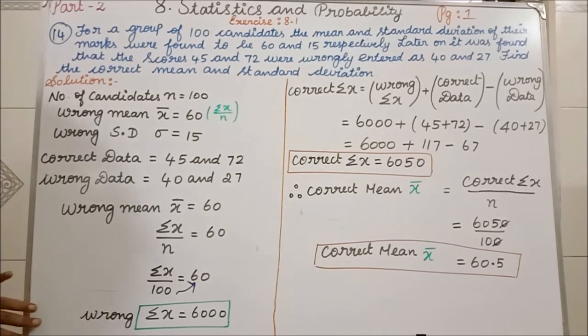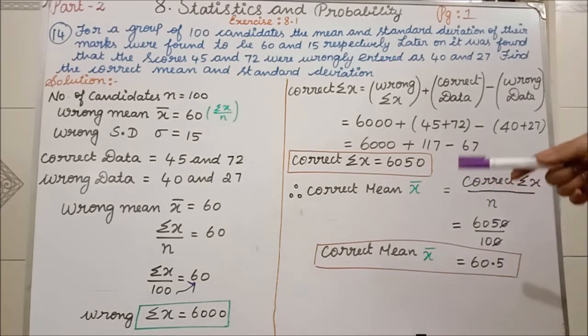Up to this, all of you are clear? Now what have we found? Using the wrong mean, we have got the wrong summation x. Using this wrong summation x, we are going to find the correct summation x. Why are we going to find the correct summation x?